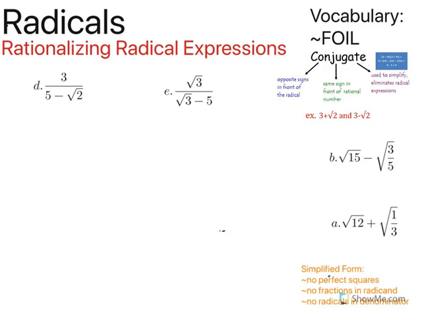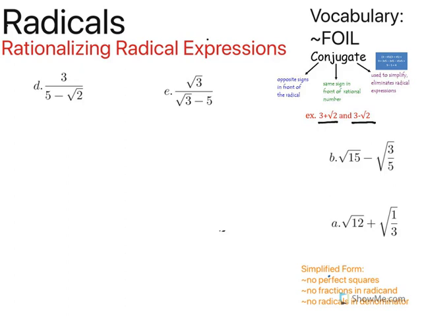The conjugate is simply when you have opposite signs in front of the radical, same sign in front of the rational number, and we use this to eliminate radical expressions. So, for example, 3 plus the square root of 2 and 3 minus the square root of 2 would be conjugates. So we multiply by conjugates to get rid of the radical in the denominator. And if we don't multiply by the conjugate in the denominator, then we will not be able to eliminate that radical that's there.